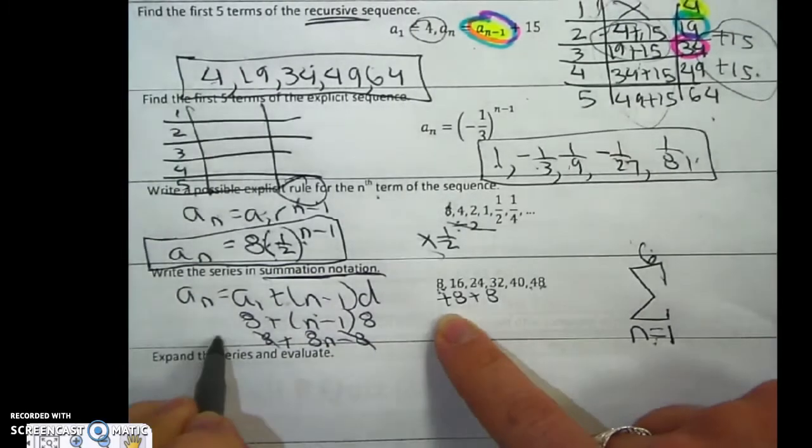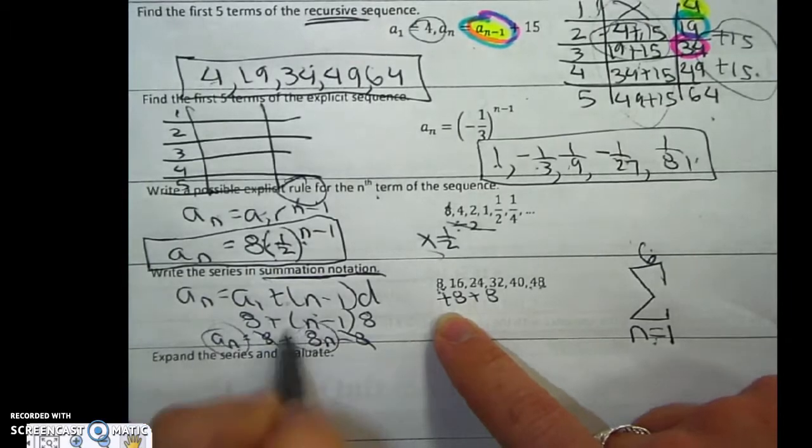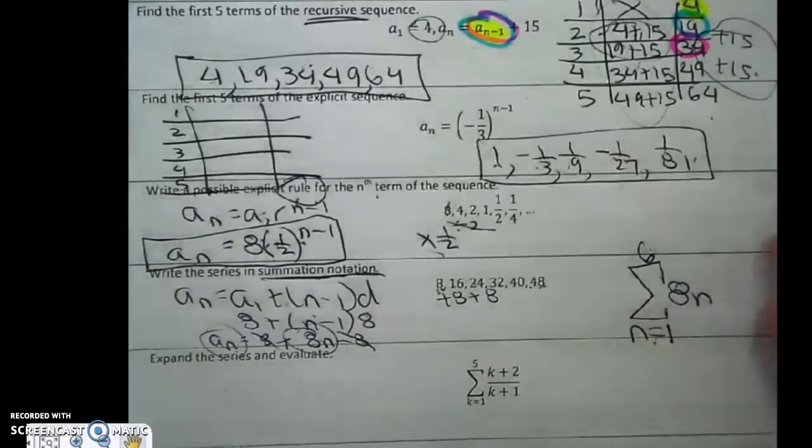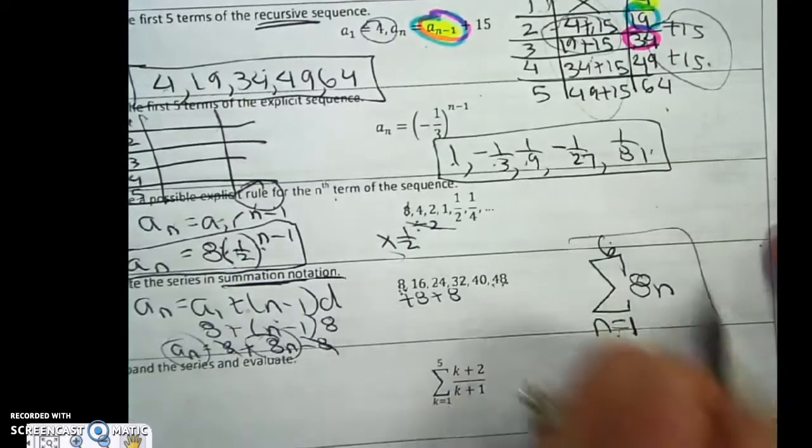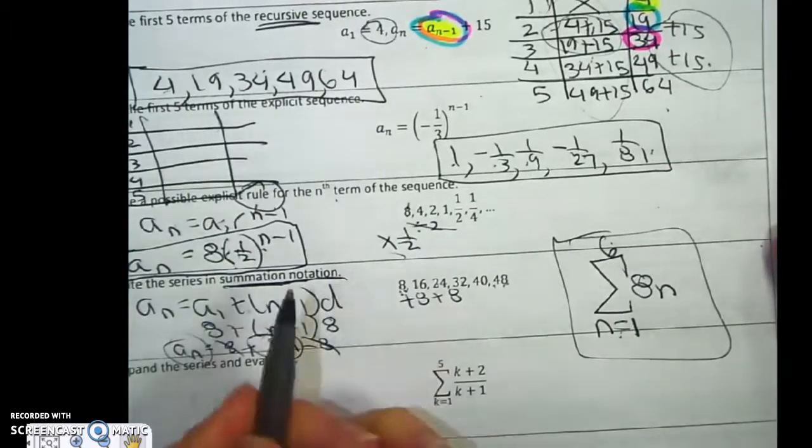8 minus 8 is gone. So a sub n equals 8n. So I just write 8n right here. And that's it. Now, how do you know you're right? Well, I can check it.